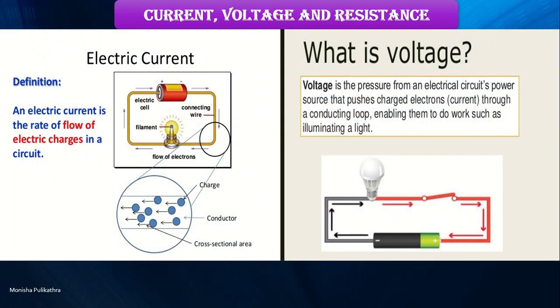Next, have a quick recap: current, voltage and resistance. So what is current? An electric current is the rate of flow of electric charges in the circuit, which is measured in amperes. Next is voltage. Voltage is the pressure from the electric circuit power source that pushes the charged electrons through the conducting loop, enabling them to do work, such as illuminating a light.